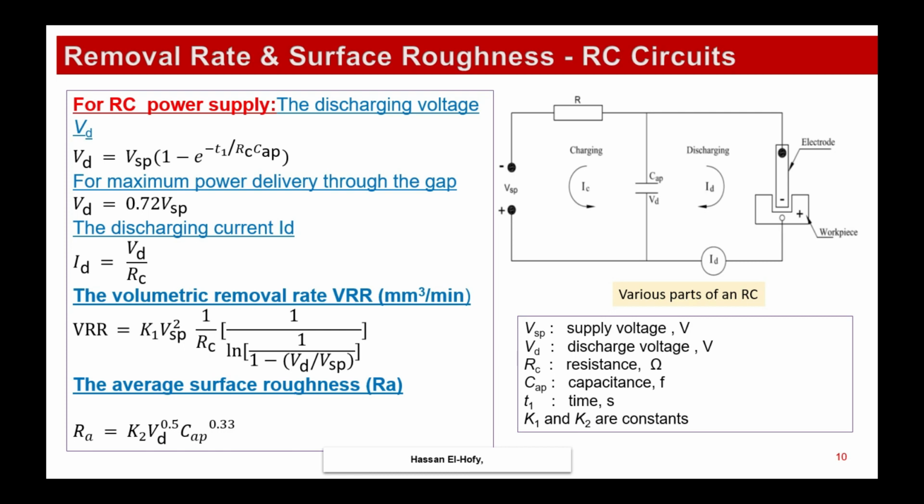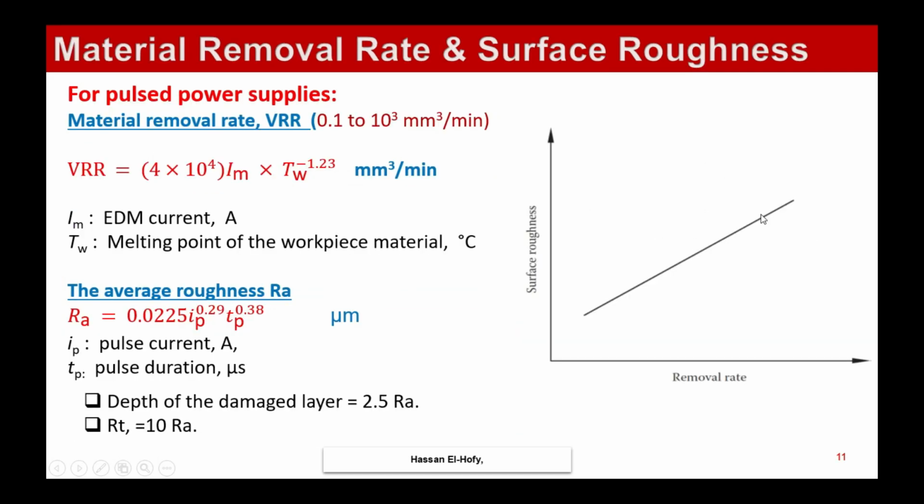The expected surface roughness can also be calculated in terms of RA as a function of discharge voltage and the capacitance used. For pulsed power supply, again, the material removal rate VRR can be calculated by this equation, while the average surface roughness can be calculated by the equation of RE in terms of the pulse current and pulse duration TP. Generally, the depth of damaged layer can be calculated as 2.5 the surface roughness RE, and RT can be considered as 10 times the value of RE.